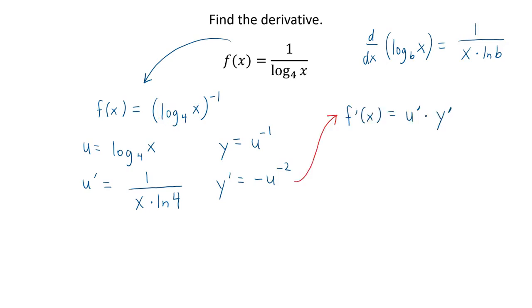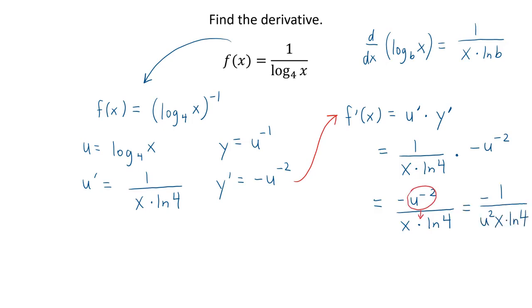And the chain rule tells us that the derivative of f of x is equal to u prime times y prime. U prime is 1 over x times the ln of 4. And y prime is negative u raised to the negative 2 power. Simplifying that expression gives us negative u to the negative 2 over x times ln of 4. And if we move the u to the negative 2 from the numerator into the denominator, it makes the exponent positive. So that gives us negative 1 over u squared x times ln of 4.